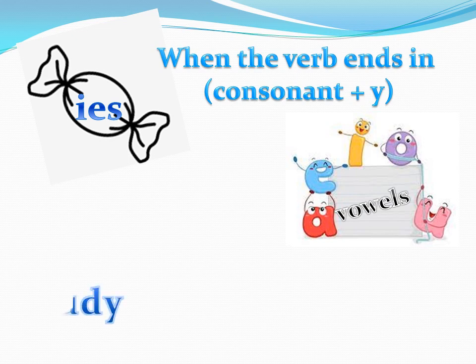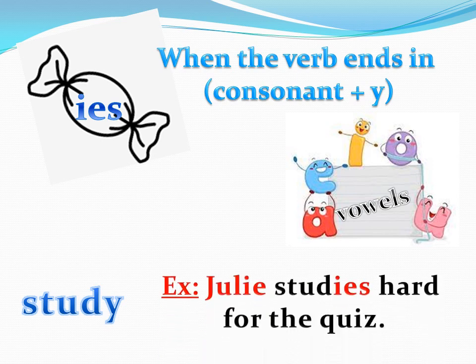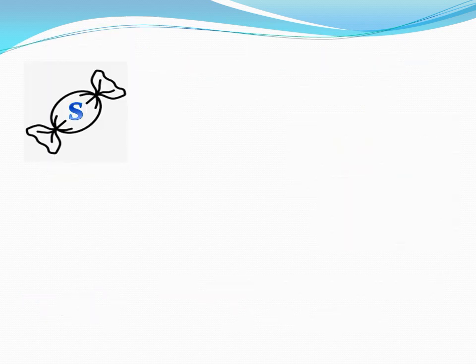For example, the verb study. The verb study, here in a sentence, Julie is just one person. If we deleted Julie, we will add she. Julie or she studies. What did we do? We crossed the Y. We said bye bye to the Y, and we added instead IES. Julie studies hard for the quiz. This is for the sweet IES. There is one sweet S.